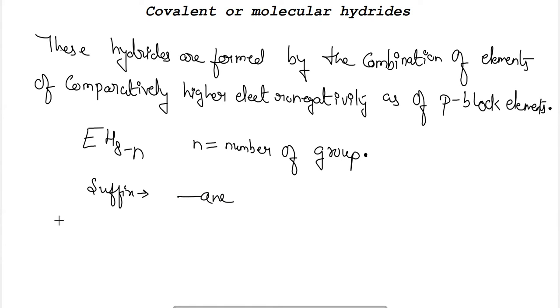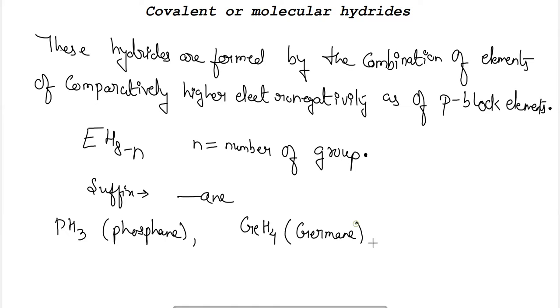For example, PH3 is phosphane, GeH4 is germane, SiH4 is silane, and so on. These are some of the names of the hydrides formed by the p block elements, the highly electronegative elements.